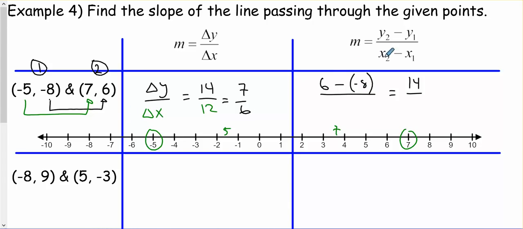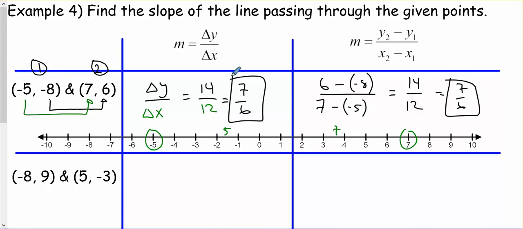And then our next one, x2 minus x1. So our x2 is 7 minus x1 is -5, so minus a -5. And two negatives again turn into a positive, so you get over 12. We can simplify that again, and we get 7 over 6. We should get the same answer both ways, because it's really doing the same thing.